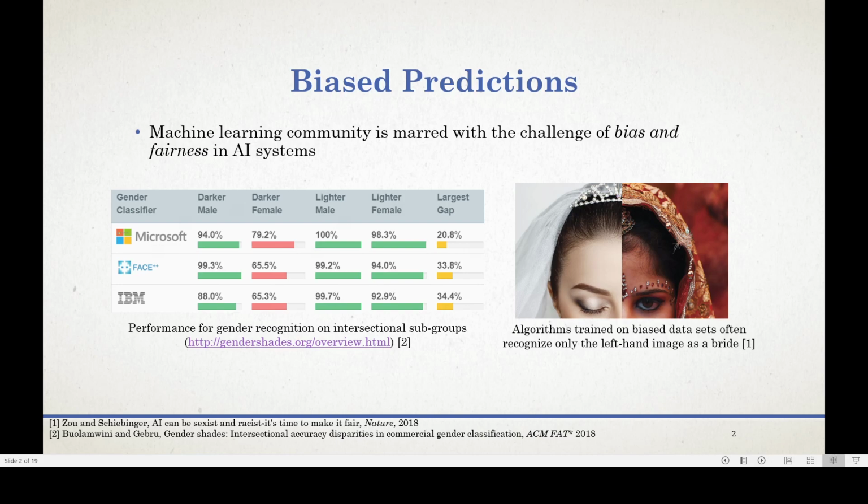If we look closely at the image on the right side of the screen, it comprises two brides belonging to different cultures. However, a study conducted suggested that most algorithms recognize only the image on the left as a bride, suggesting biased behavior.